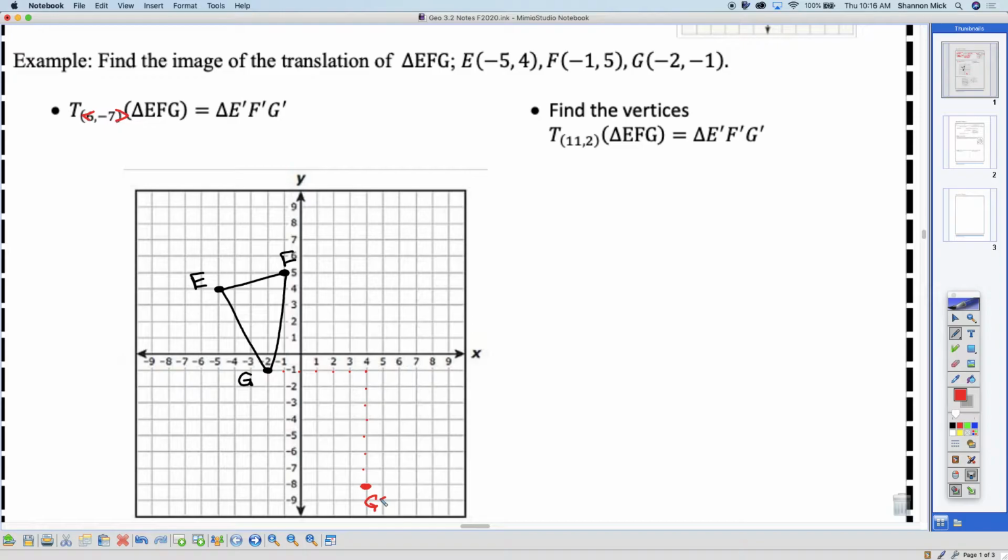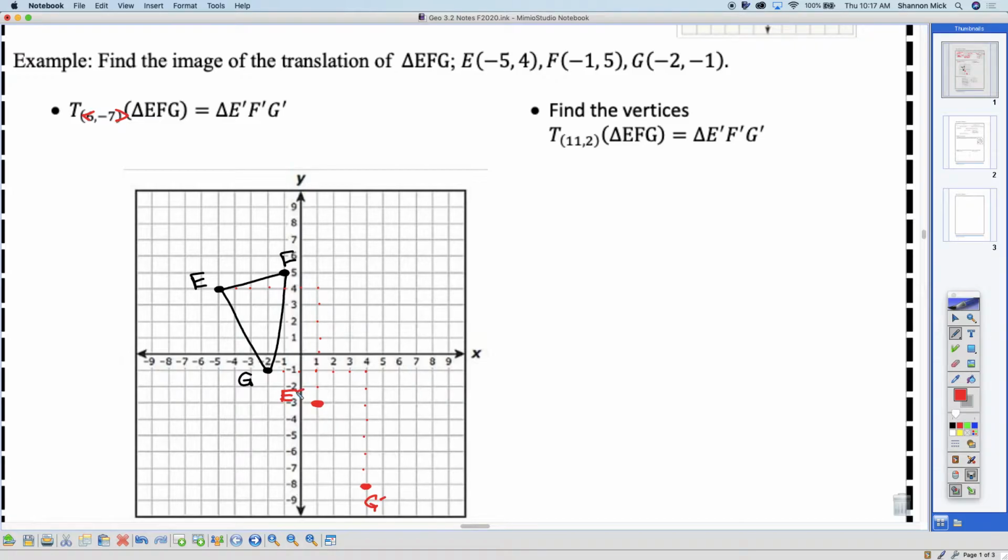Now, could I do the Y first if I wanted to? Would it matter? No, but I gotta remember it's listed X, Y, correct? That's why I always do it. Okay, so then E good? So I gotta go over 6, right? 1, 2, 3, 4, 5, 6, and down 7. 1, 2, 3, 4, 5, 6, 7. So that's going to be E prime.